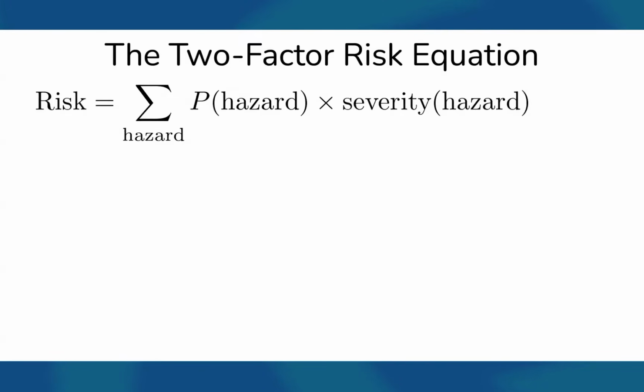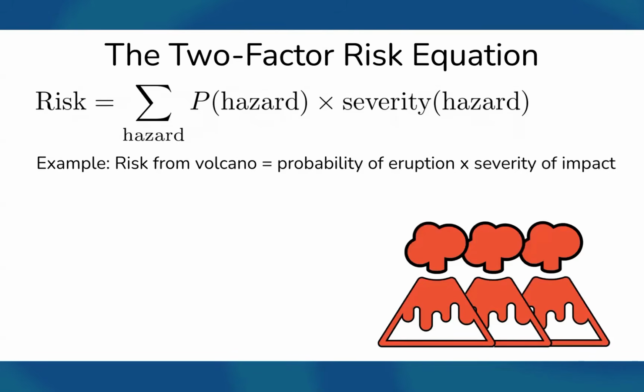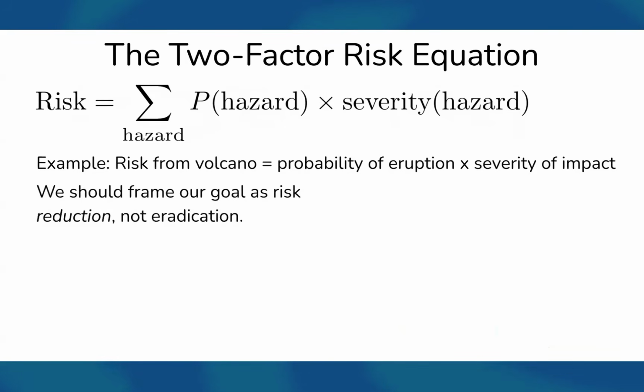So with the definition of hazards out of the way, we can now talk about risk. So risk is something like the expected severity. There's the probability of a hazard, and there's the severity of the hazard, and then we're summing all the different hazards. So if we consider the risk from a volcano, there's a probability it will erupt. And then there's the severity of that eruption. So what we can see is that risk is not a binary thing. It's not, do we have risk or not? It's actually a continuous quantity. So we should frame our goal for AI safety as risk reduction, not necessarily having risk equal 0.